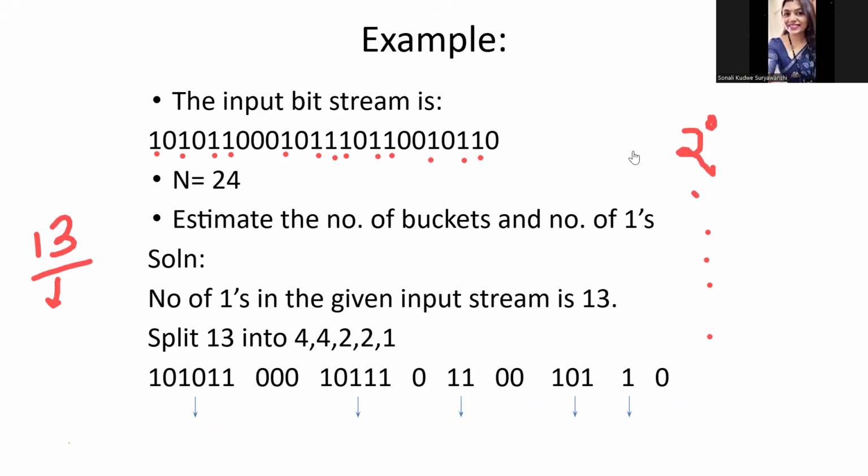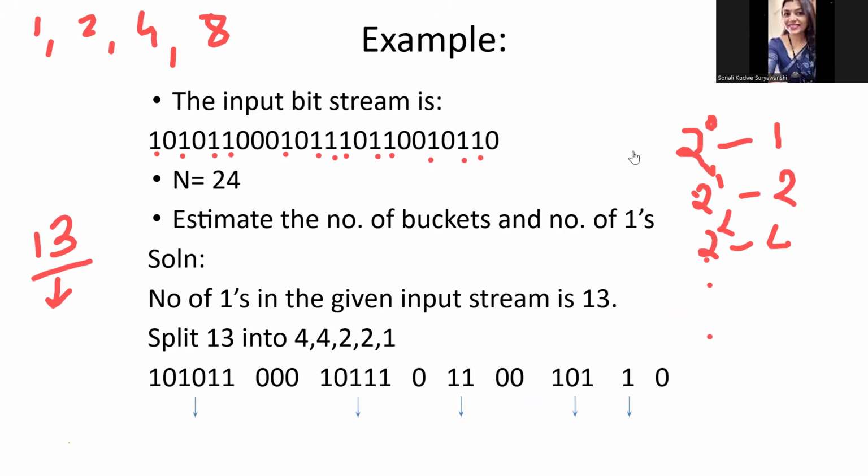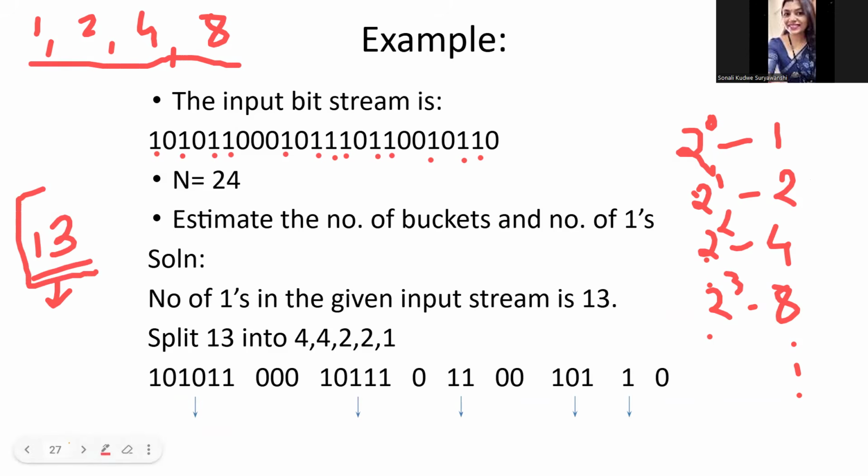You need to understand how you're going to calculate the number of buckets for this particular problem. So find all the possible combinations of 1, 2, 4, 8. Why 1, 2, 4, 8? Because we know 2 to the power 0 is 1, 2 to the power 1 is 2, 2 to the power 2 is 4, 2 to the power 3 is 8. So I need to find these combinations and add them up in such a way that I get 13 as an answer.